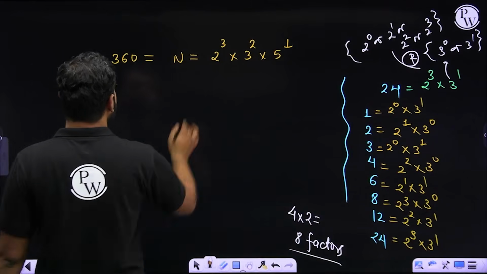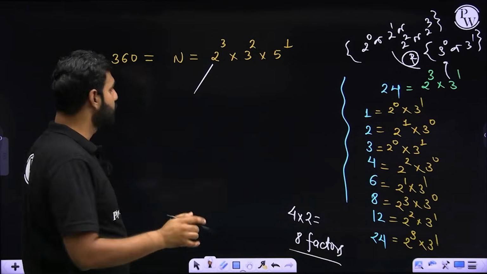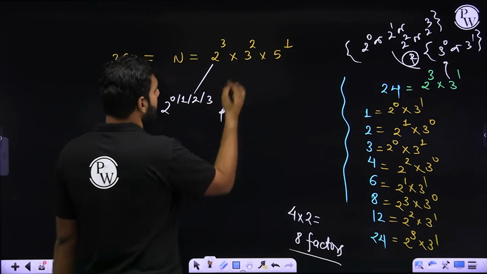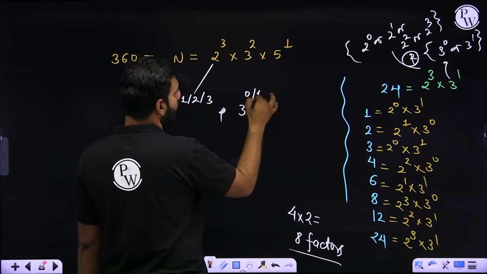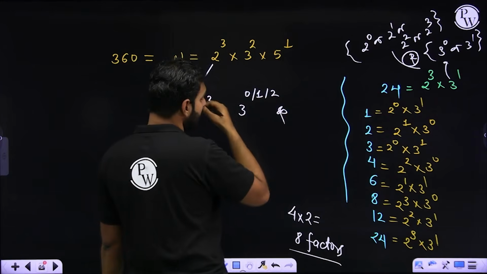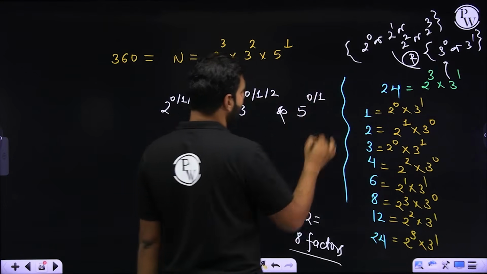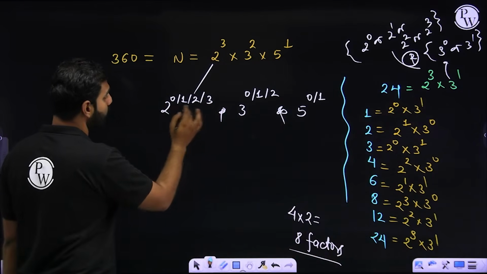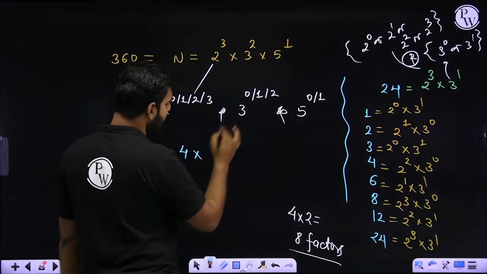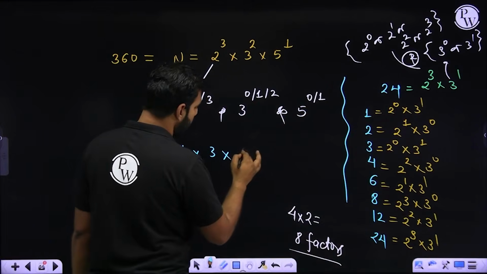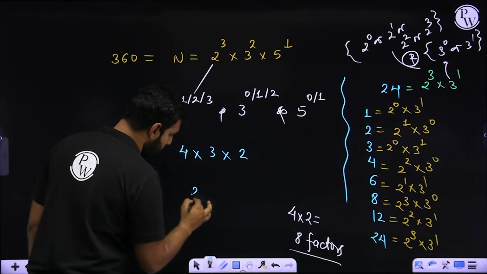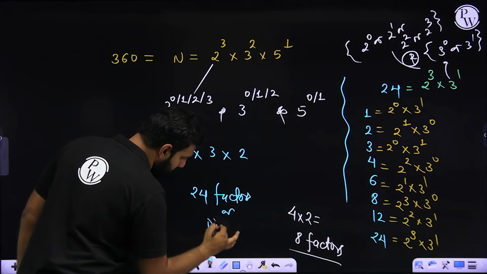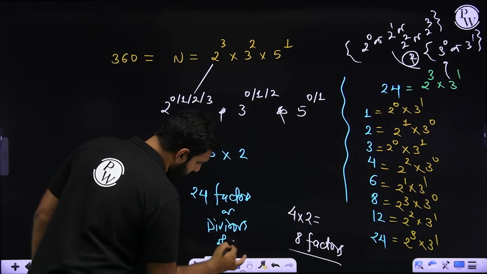Are you able to deduce a logic or a formula here? What is the formula? Number of ways in which 2 cube can be chosen: either 2 to the power 0 or 1 or 2 or 3. And number of ways 3 can be chosen: 3 to the power 0 or 1 or 2. And number of ways 5 can be chosen: either 5 to the power 0 or 5 to the power 1. So I can have 2 in 4 ways, 3 in 3 ways, and 5 in 2 ways. So 4 into 3, 12 into 2, 24. So there are 24 factors or divisors of 360.